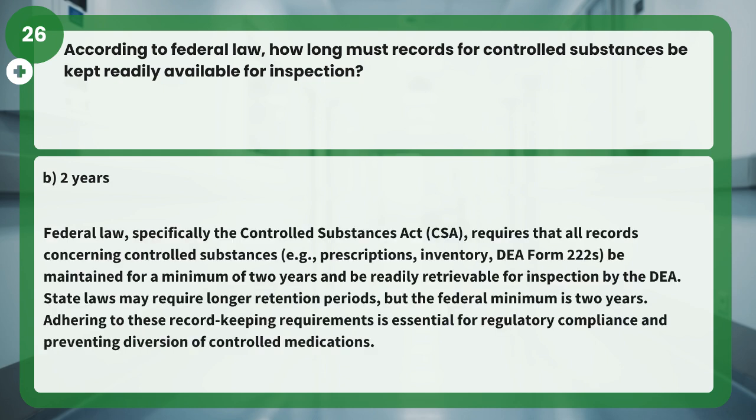Answer B. 2 years. Federal law, specifically the Controlled Substances Act, CSA, requires that all records concerning controlled substances, e.g., prescriptions, inventory, DEA Form 222s, be maintained for a minimum of 2 years and be readily retrievable for inspection by the DEA. State laws may require longer retention periods, but the federal minimum is 2 years. Adhering to these record-keeping requirements is essential for regulatory compliance and preventing diversion of controlled medications.